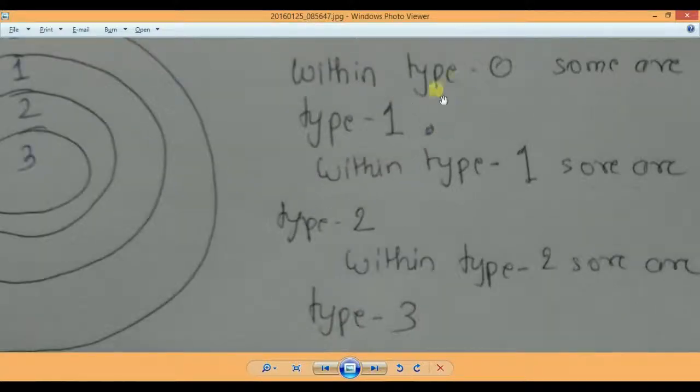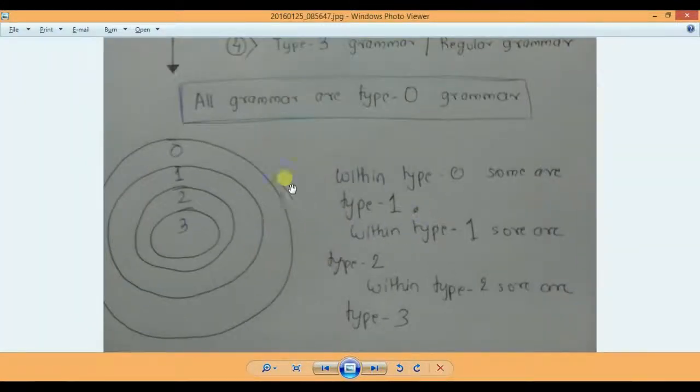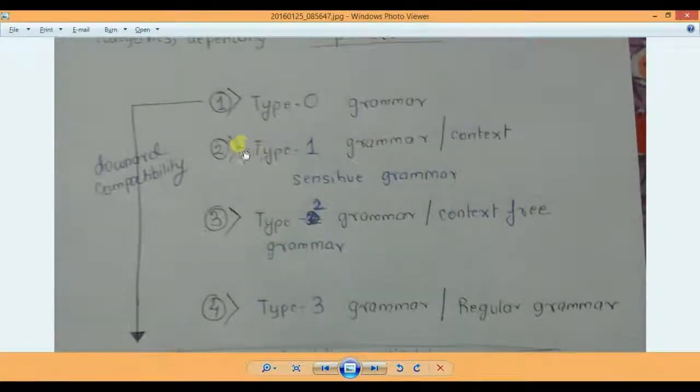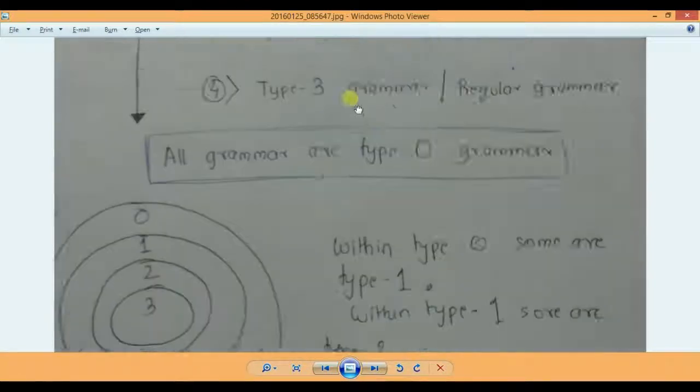Within type 0, some are type 1. Within type 1, some are type 2. Within type 2, some are type 3. Because of this nature of grammar and Chomsky classification, it's written here as downward compatibility, because type 2 grammar is also type 0 grammar, so it's downward compatible. Okay, now let's move on to the next page.